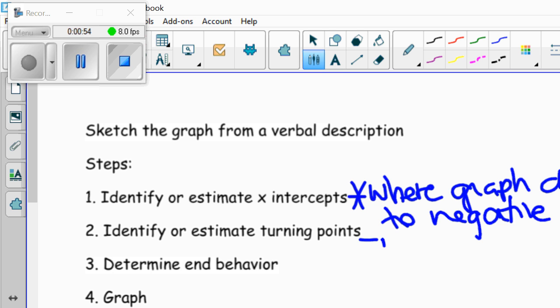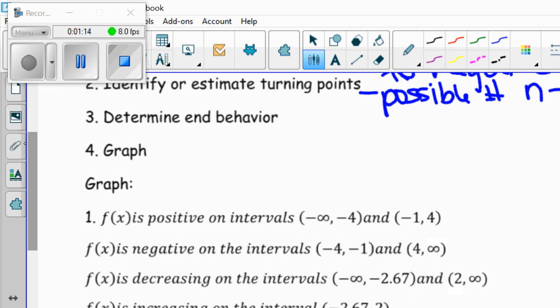You will identify or estimate turning points. Remember that the possible number of turning points is your highest degree n minus 1. And then determine end behavior, and that's determined by your degree and your leading coefficient, and then we will graph it. All right, so number one, what they tell us, f of x is positive on the intervals negative infinity to negative 4 and negative 1 to 4.